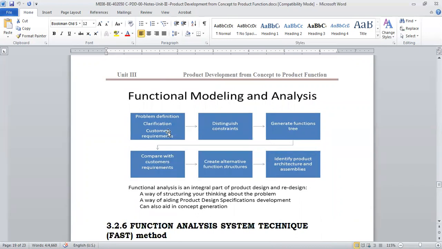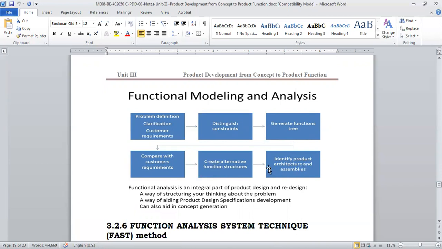Like functional modeling and analysis. Definition, clarification of customer requirements. That is the first step. Distinguish constraints, generate function trees or dependencies, compare customer requirements with the function trees we have developed, and create alternative functional structures.